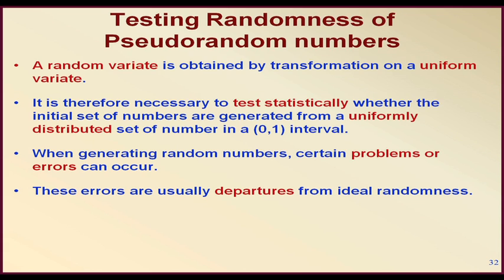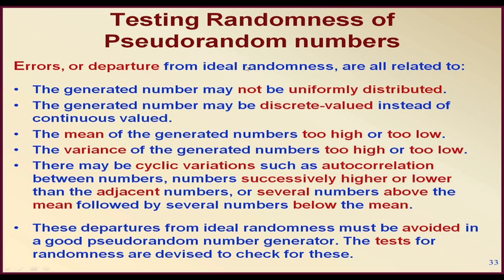So, that statistical test has to be done, to really have confidence in the set of random numbers that we are making use of. While generating random numbers, certain errors can occur, and these errors are usually departures from ideal randomness. Errors or departures from ideal randomness are all related to the fact that the generated numbers may not be uniformly distributed. The generated number may be discrete valued instead of continuous valued.